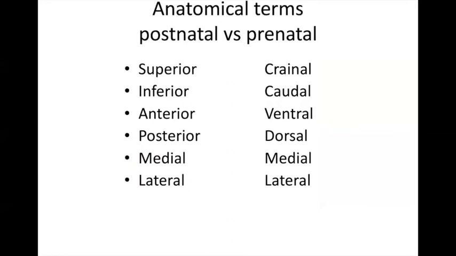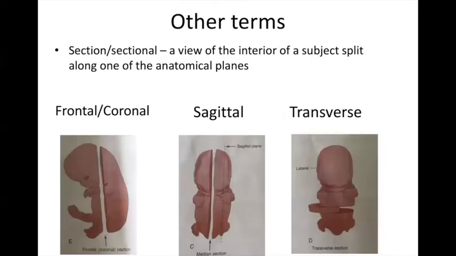But for purposes of this class, right, superior is analogous to cranial, inferior is analogous to caudal, anterior and ventral, posterior and dorsal, right? Dorsal is the back surface, ventral is the belly surface, caudal is towards the tail, cranial is towards the head. All right? Medial and lateral carries over, medial meaning towards the midline and lateral meaning away from the midline. All right? Make sure you know that because that might be on a quiz too.